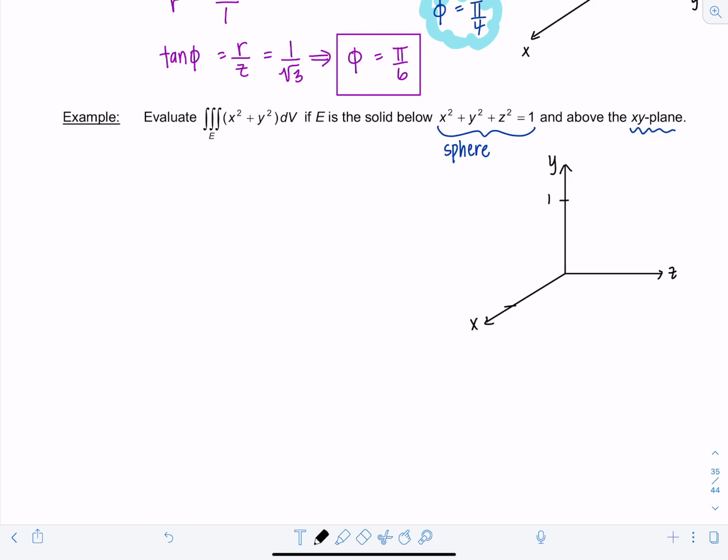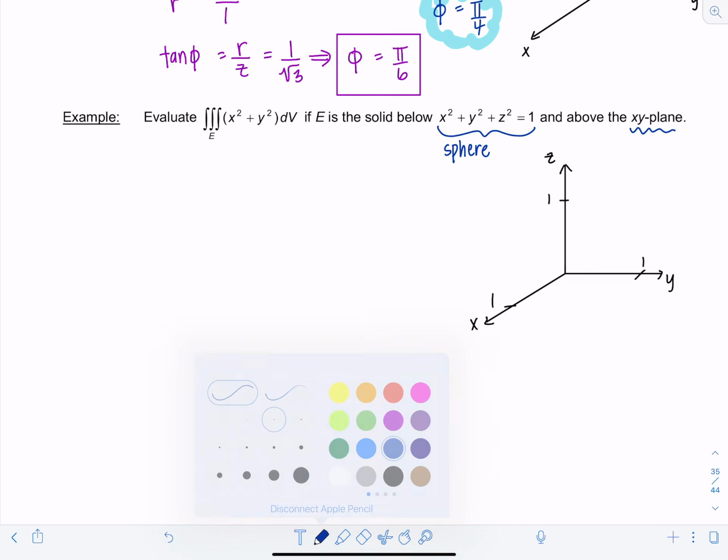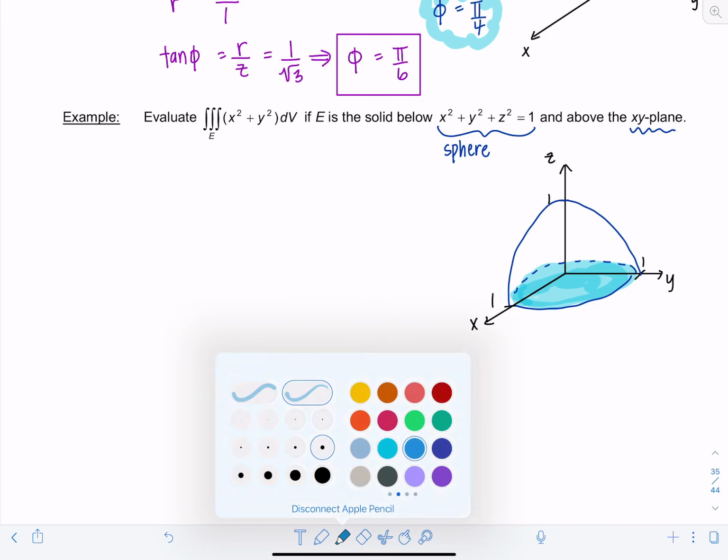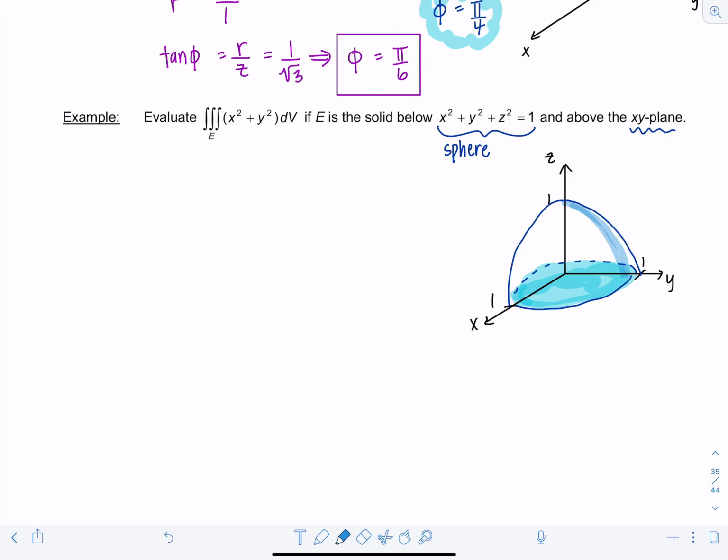Here's 1. Whoa, what coordinate system am I drawing? Z is here. Okay. So this is the bottom, right? Because we're above the XY plane. We're above all this. And then it's below this sphere. It's coming out here. Okay, I think we got it. Yes? All right, so let's set up our limits of integration.